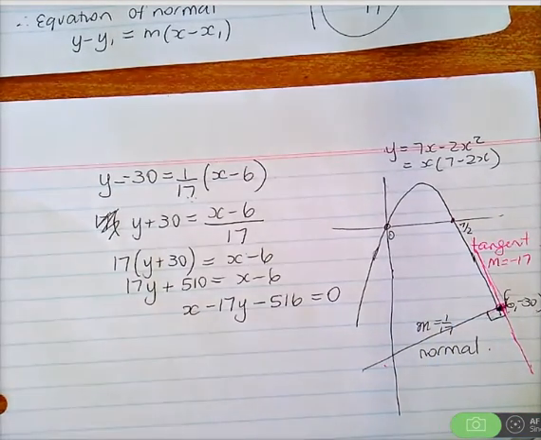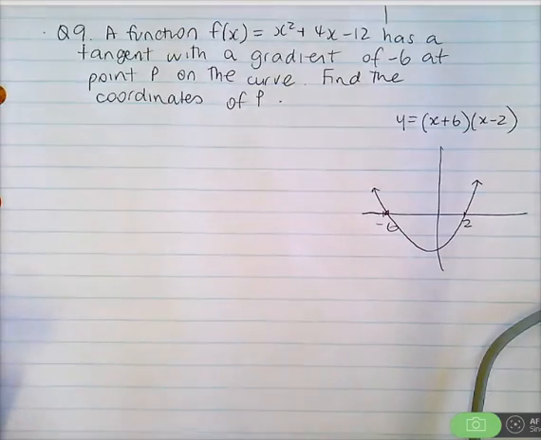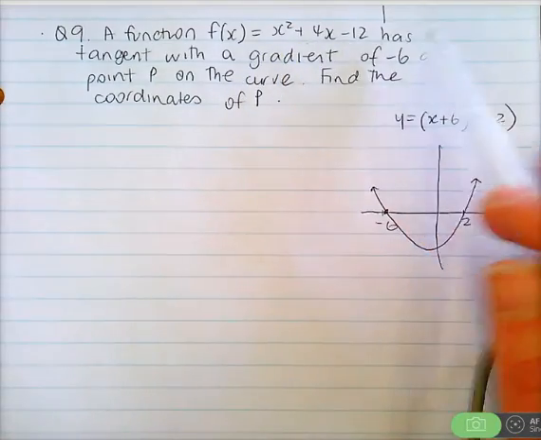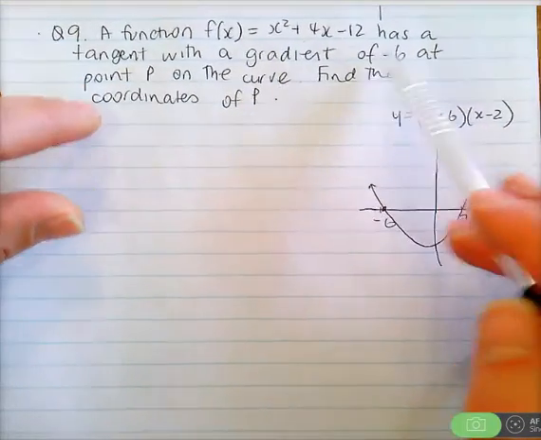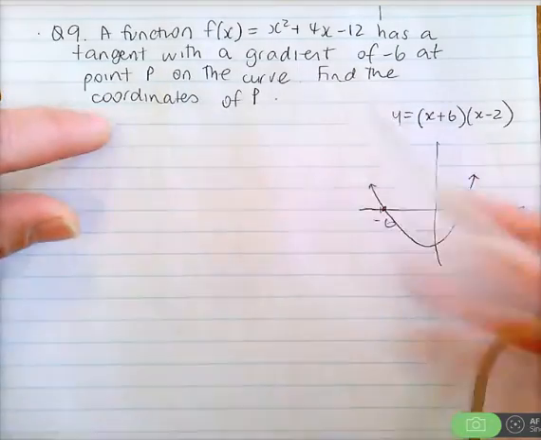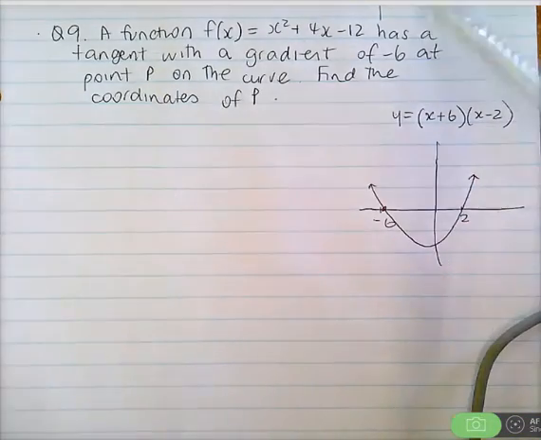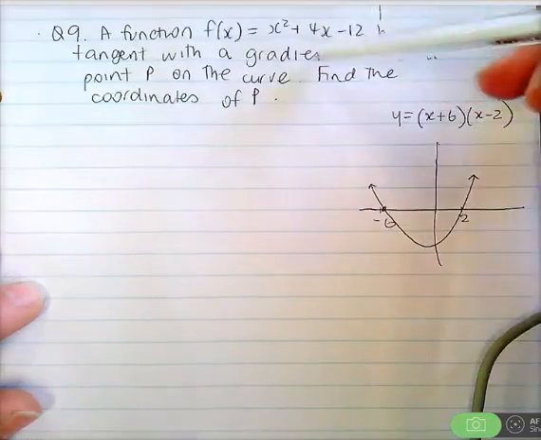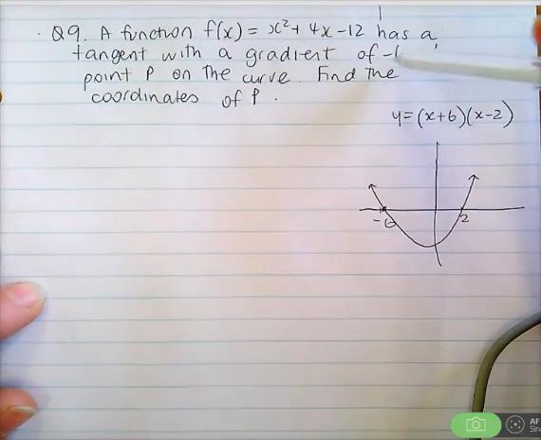Okay, another question. We're looking at question 9. A function of x equals x squared plus 4x minus 12 has a tangent with a gradient of negative 6 at point P on the curve. Find the coordinates of P. Be careful here. We're told that the gradient of the tangent at a particular point is negative 6.